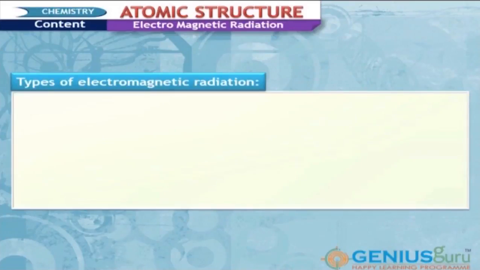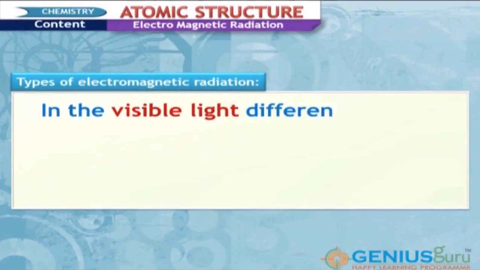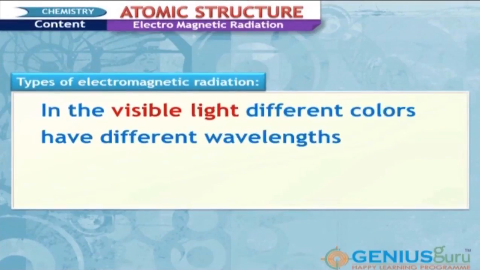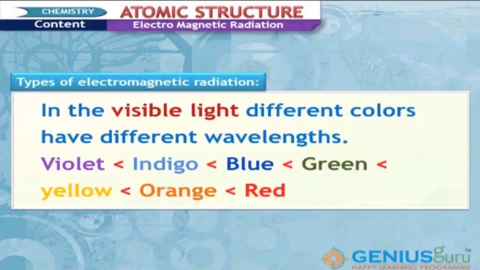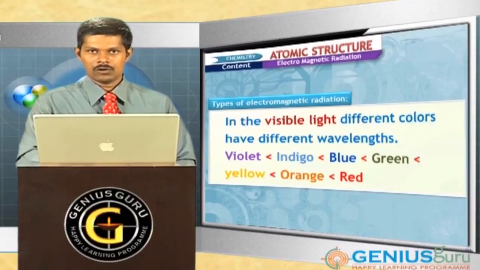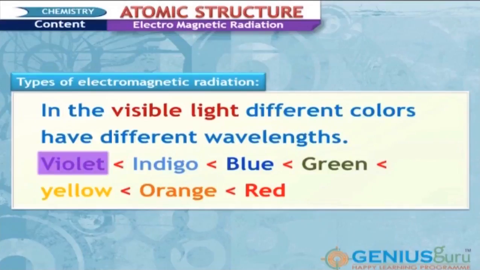Now coming to the visible light. In the visible light, the different colors have different wavelengths. The wavelength order is violet less than indigo, less than blue, less than green, less than yellow, less than orange, less than red. So among the visible colors, violet has minimum wavelength, whereas red has maximum wavelength. Coming to the frequency or wave number, this order is just reversed. So violet has maximum wave number or frequency and red has minimum wave number or frequency.